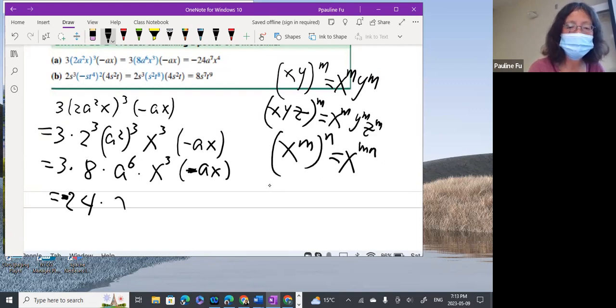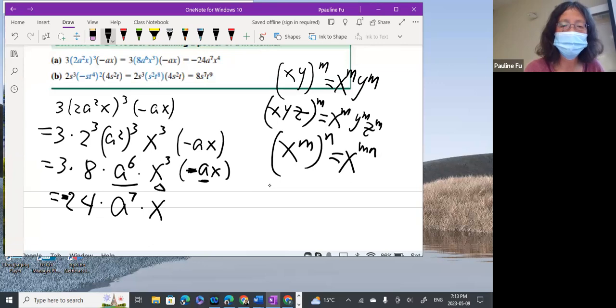Then collect like terms. A raised to power 6, there is another a, so raised to power 7. Then x raised to power 3, there's another x, so x is raised to power 4. Any questions?